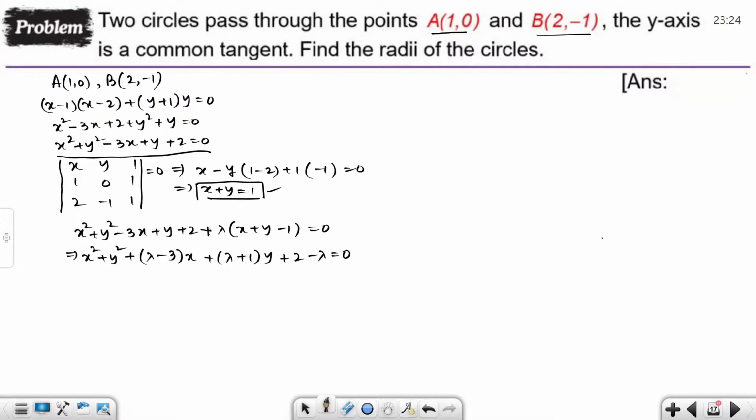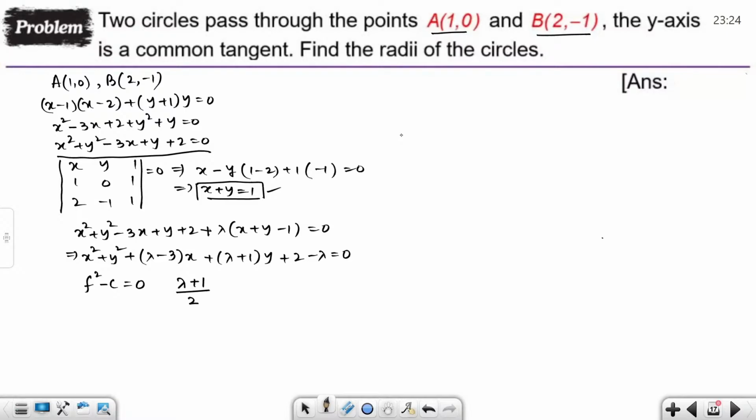Is it clear? Now, as this circle is touching the y-axis, so what we will say? We will say that f square minus c will be equals to 0. What is f over here? F is basically the coefficient of y. 2 times f into y.